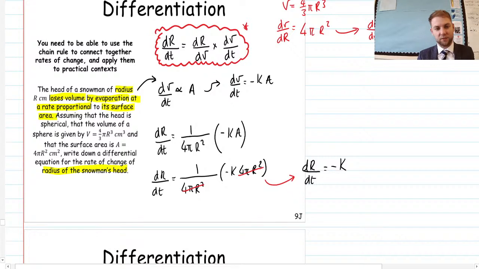It is tricky, this. Very, very tricky. These questions do come up though. So what this is telling us is that the radius is decreasing at a constant rate, minus K. So let's just check all of this. I'll give you a second to get all of that down.